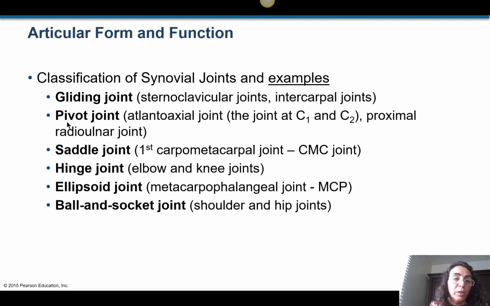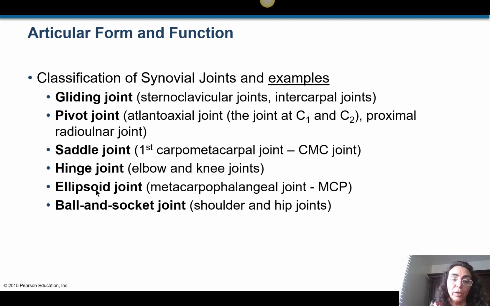The other type of synovial joint is the hinge joint, as we discussed a little bit before. That is the joint that moves in one direction, like the elbow and knee, both of them. Ellipsoid joint, I will show you the picture, because we call it ellipsoid because of its specific shape.